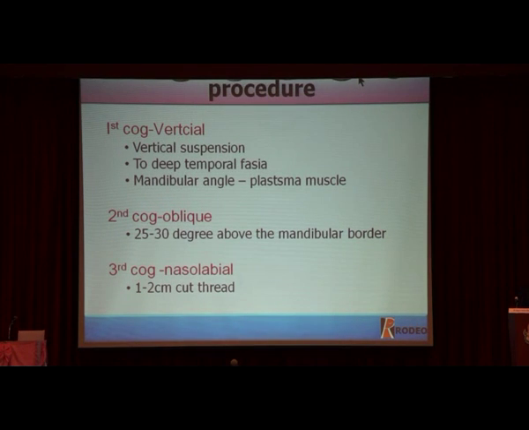For the thread lifting procedure, what is the vector? First, the thread insertion site. For the recommended first site, the vertical vector, because you use one finger. The vertical vector is first, then the oblique vector and the horizontal vector. For cog vertical thread insertion, the site is the mandibular angle. The platysma muscle gets a slight touch. Slight touch is the vertical vector, and the cog oblique vector is a 30 degree insertion at the mandibular border area.